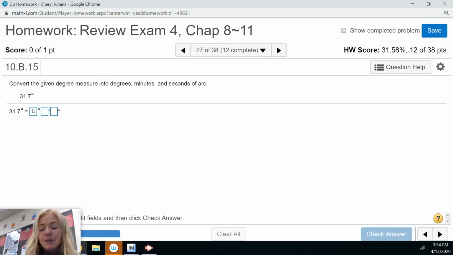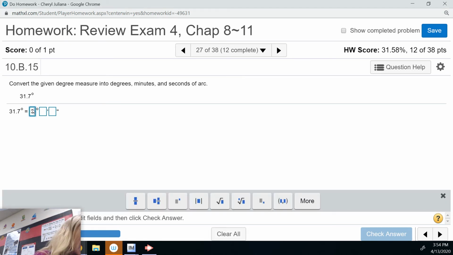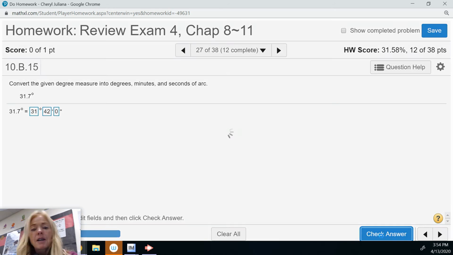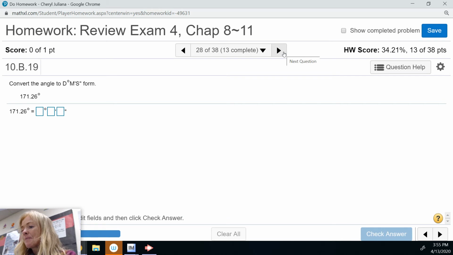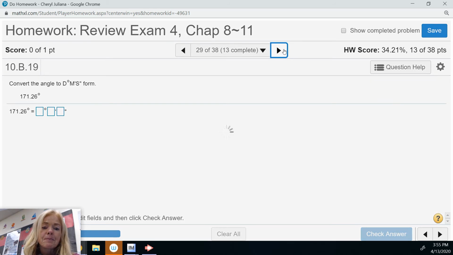So anyway, we have 31 degrees, of course, because the 0.7 is going to break it up into minutes and seconds, but the 31 degrees remains constant. And then 42 minutes and 0 seconds. That's what our calculator said anyway. All right, nice job.